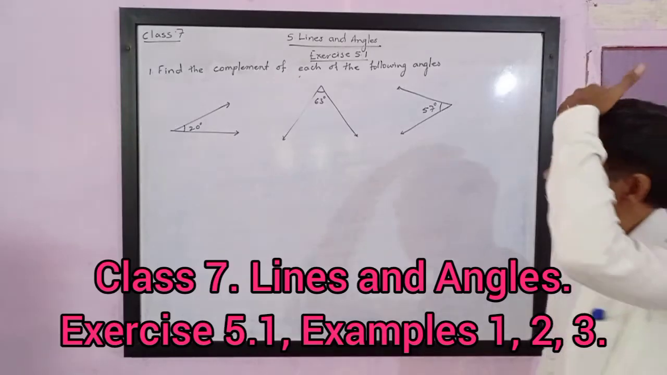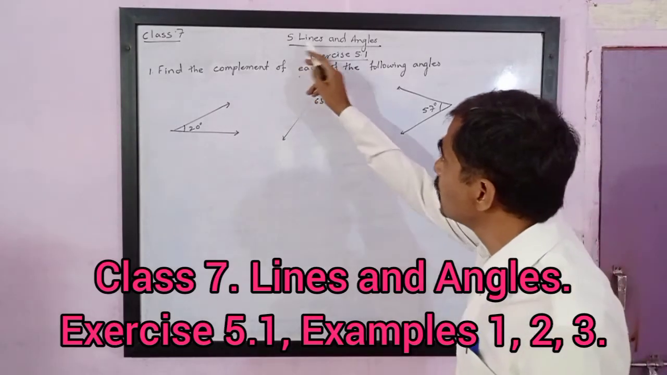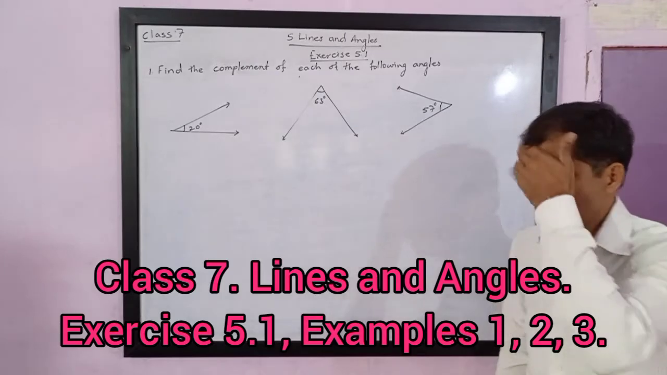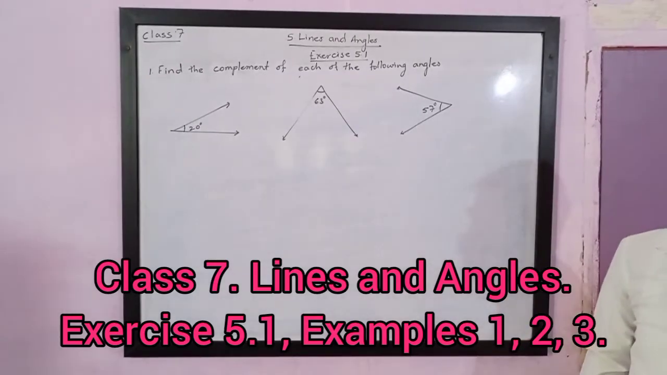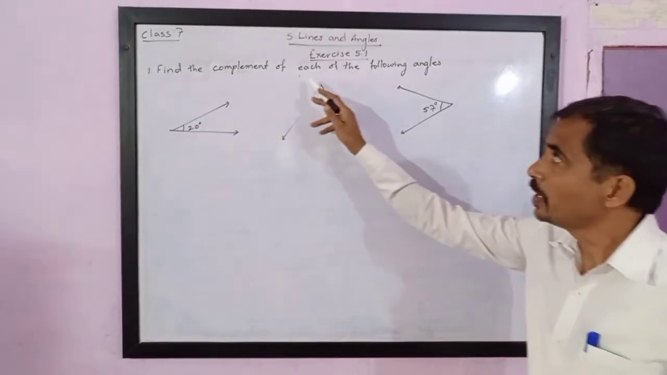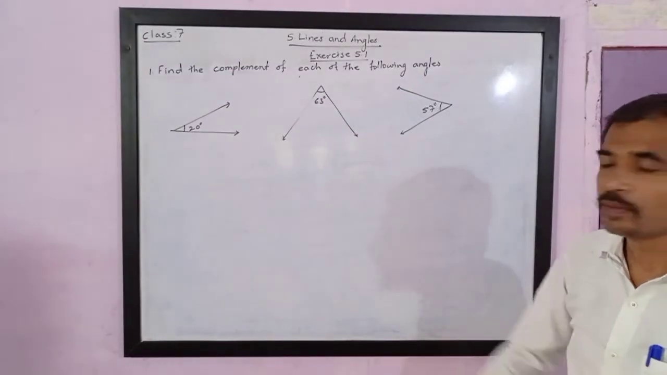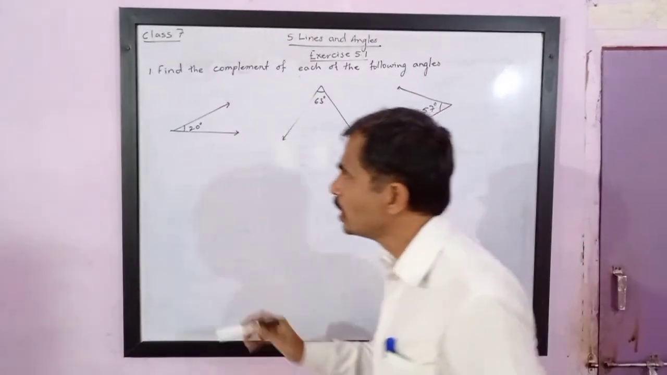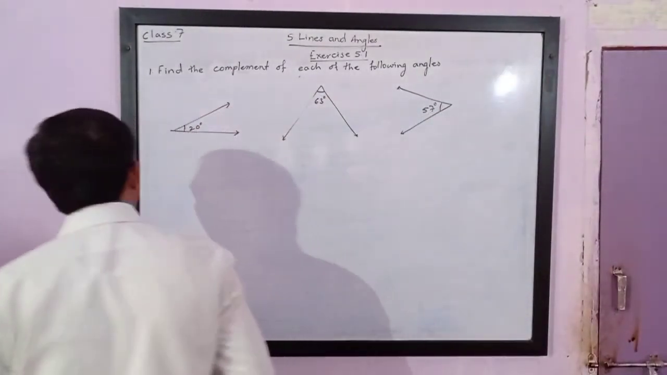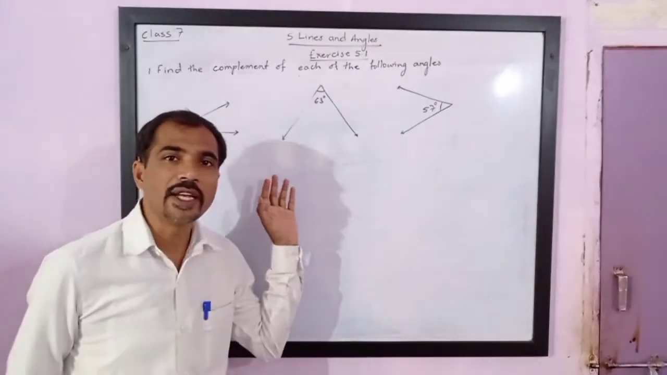Dear friends, in class 7 we have the 5th chapter, Lines and Angles. We are studying the 5th chapter, and in exercise 5.1 we have the first question. Find the complement of each of the following angles. First is 20 degrees. Now we have already studied that the sum of complementary angles is 90 degrees.